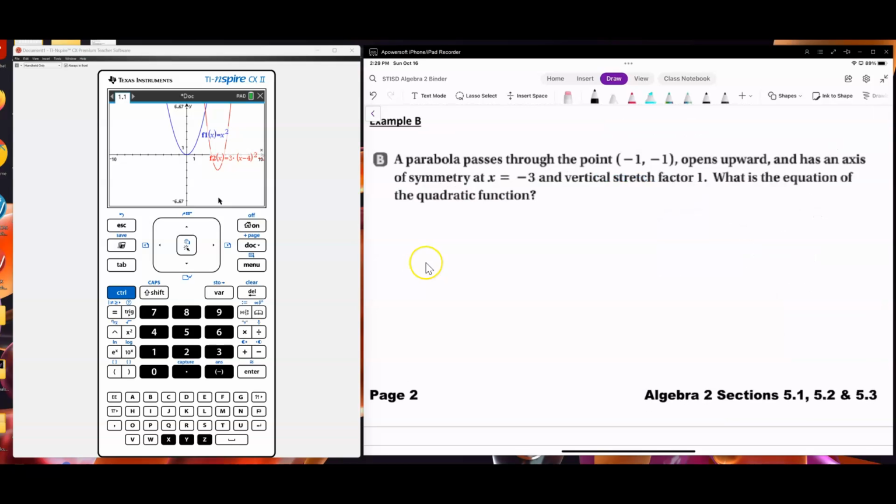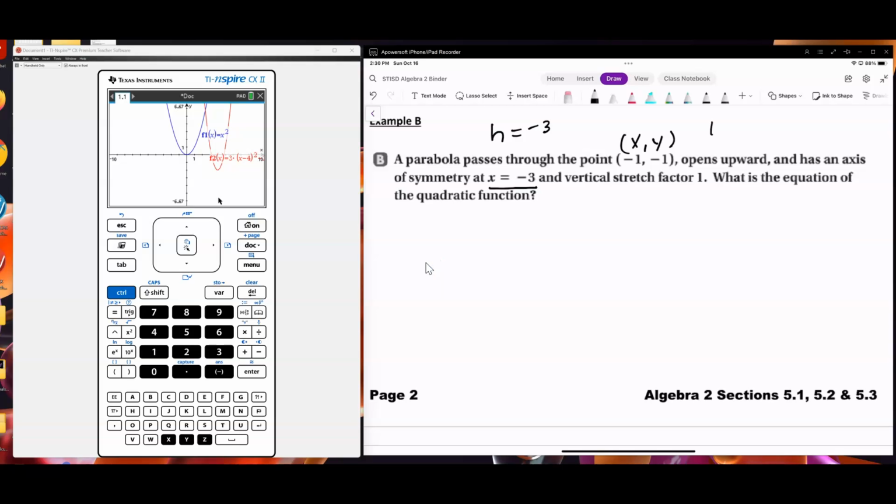A parabola passes through the point (negative 1, negative 1). So that's my point x, y. It opens upwards and has an axis of symmetry of x equals negative 3. So we know that h is negative 3, and we know it has a vertical stretch factor of 1. What is the equation of the quadratic function?